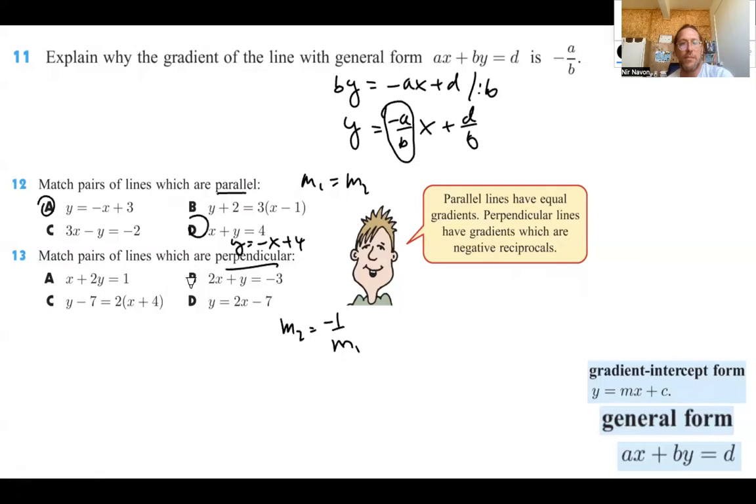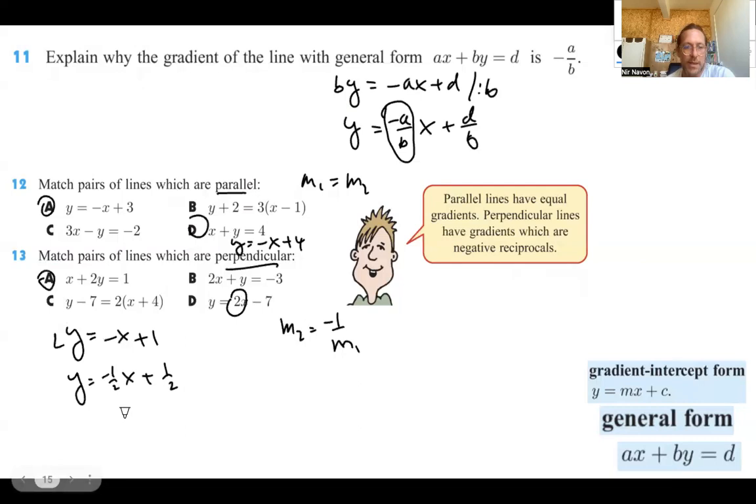For the perpendicular, let's see. First, we want to isolate the y. So in this case, 2y = -x + 1, so y = -1/2 x + 1/2. So I see straight away that this might be a good perpendicular. Let's see why. This is the formula for perpendicular lines, but it was also stated that they have to be negative reciprocals.